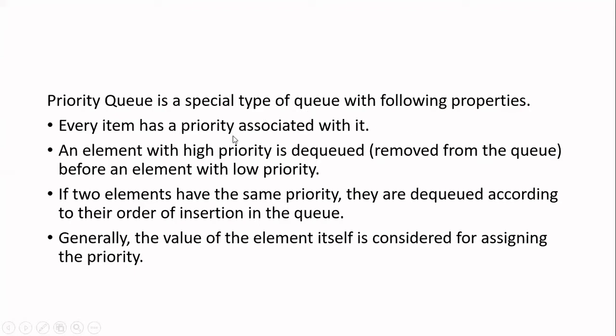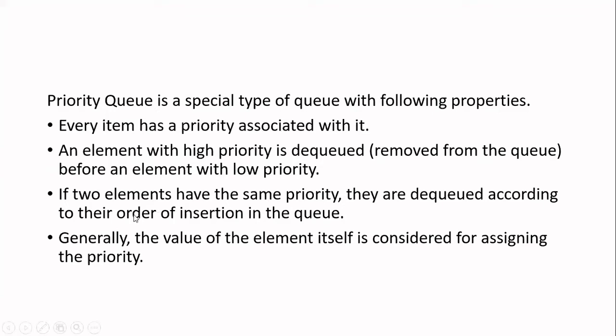Every element in the queue will have a priority associated with it, and an element with the highest priority is dequeued or removed from the queue before an element with the lower priority. So while you are removing the element, you have to see the priority, then you have to remove them according to the priority only. Don't remove as you like or as it is available in the front end or at the rear end. Remove according to the priority of the elements.